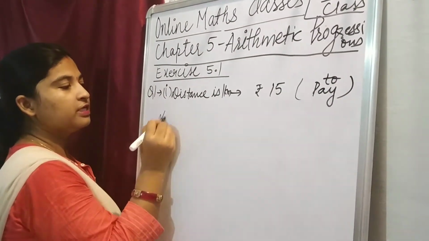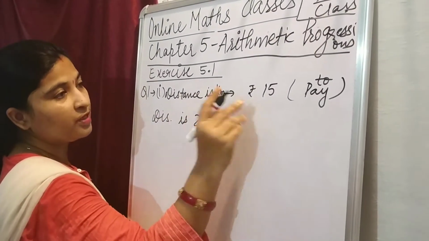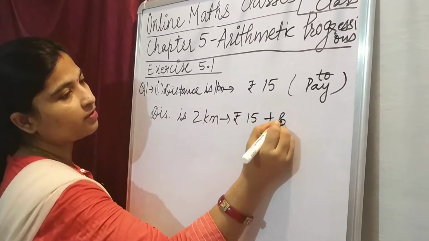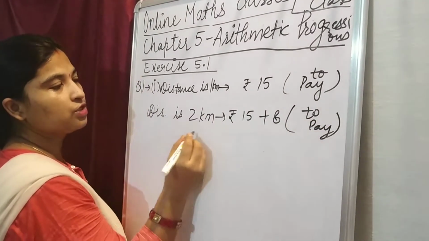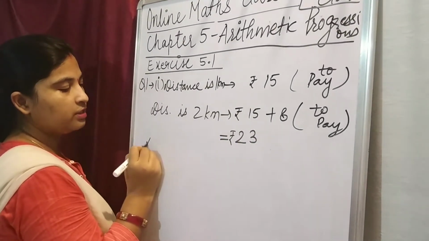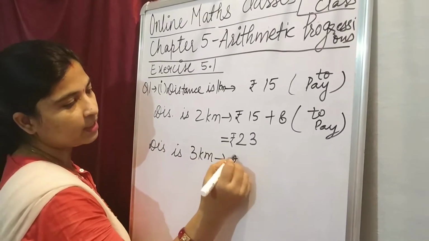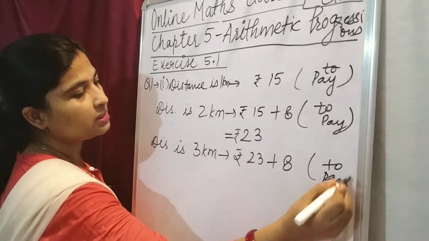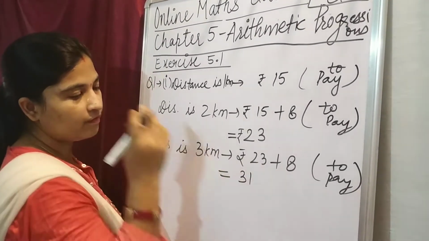Okay. Now if distance is 2 kilometer, then I have to pay rupees 15 plus rupees 8. Rupees 15 plus rupees 8. Why? Because for each kilometer, rupees 8 is the extra payment. So it will be 23. Again, you can do for distance is 3 kilometer. Then how much amount am I paying? That will be rupees 23 plus 8 I have to pay. Okay, so you can see that you are getting over here 23 plus 8, that is 31 rupees.